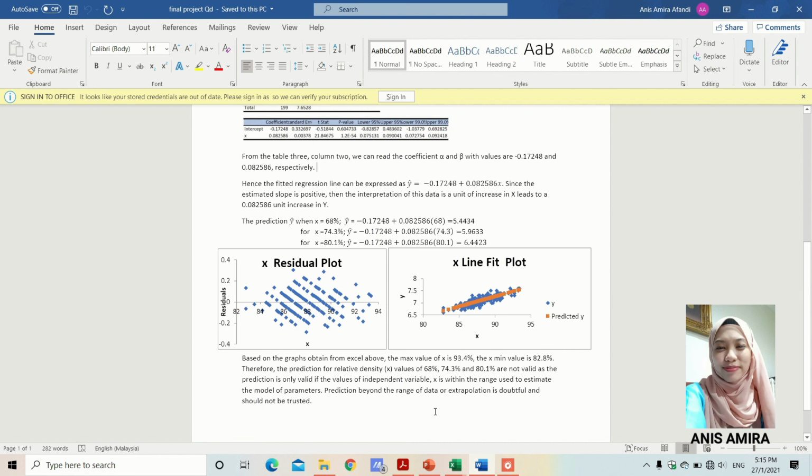We have to look at the value of the x that have been given, whether the value of x is within the range that we have. We have to find out the x minimum value, which is the minimum value of the relative density is 82.8%, while for the maximum value of x is 93.4%. The predictions for relative density x values of 63%, 74.3% and 80.1% are not valid, as the prediction is only valid if the values of the independent variable x are within the range.